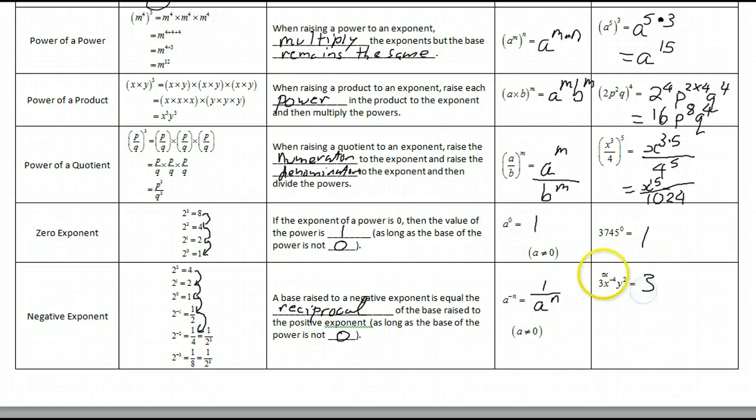The 3 just has a power of 1 on it. y squared, it's the x that has a negative 4, so it goes to the bottom and becomes x to the positive 4. And that takes us through this worksheet. Do the work, do the work, do the work.